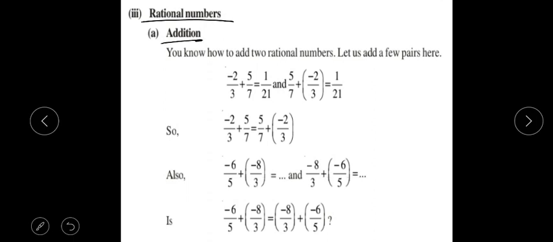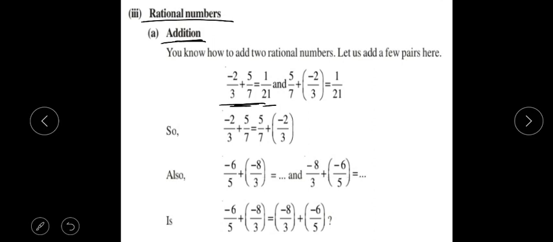Now for addition, you must know how to take the LCM and how to add rational numbers, and we have learned this in our previous classes. So how to add these two numbers, say minus 2 by 3 and plus 5 by 7? For adding them, we have to take the LCM of 3 and 7, that is 21.